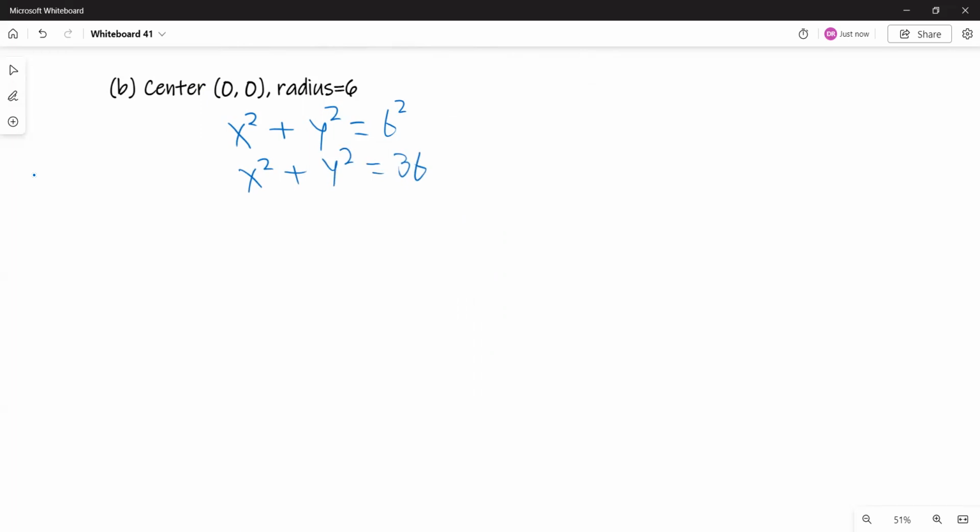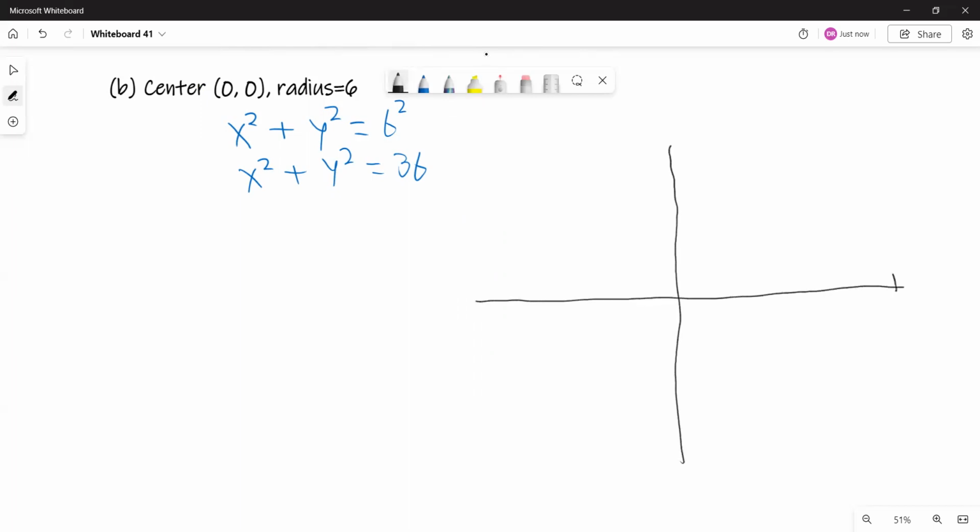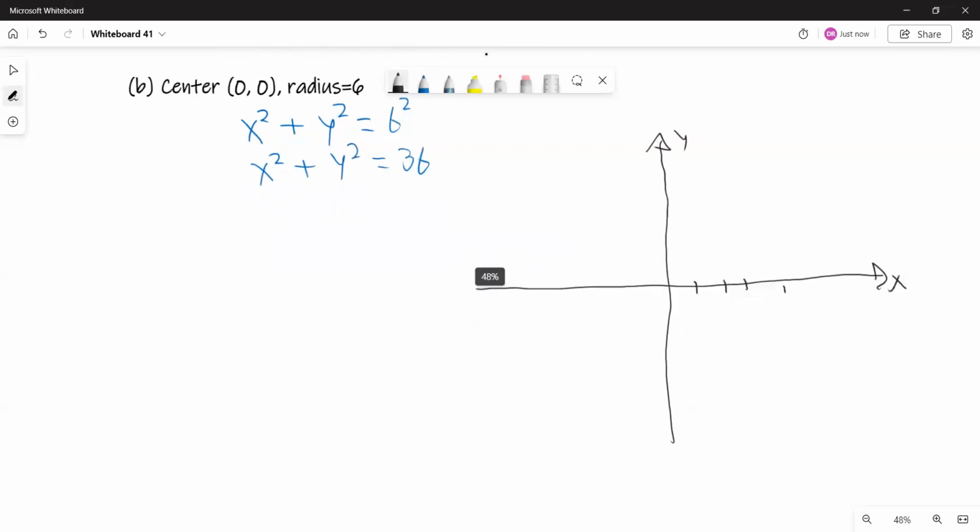And we're going to draw the graph. The center is going to be at the origin, and that's 6 units in each direction.